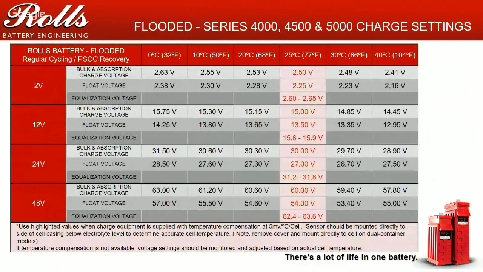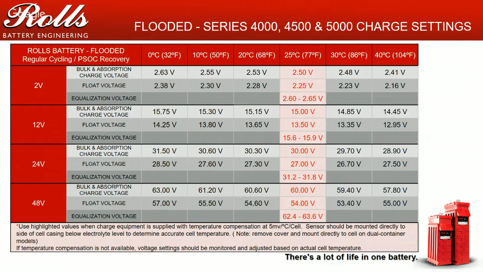So here's a chart based on our settings. Basically, there's two charts for the flooded batteries. I've got all the charts on this presentation. I'll skim through the AGMs and the gels, but this first chart is for partial state of charge or regular cycling.